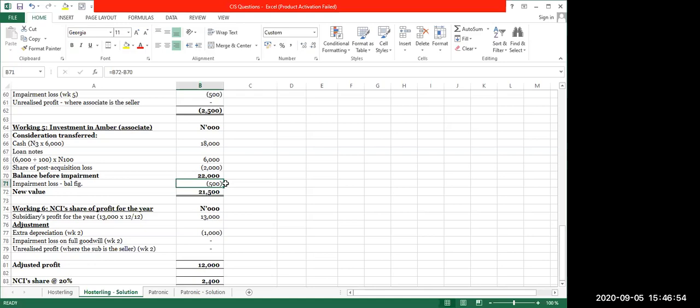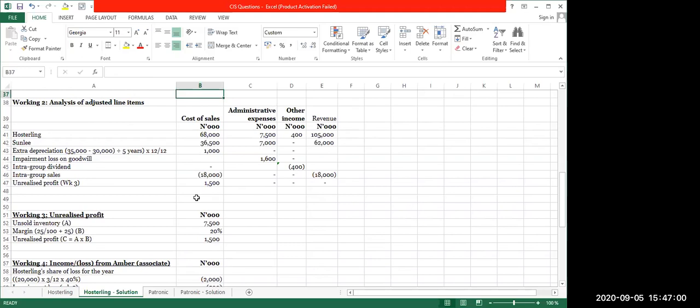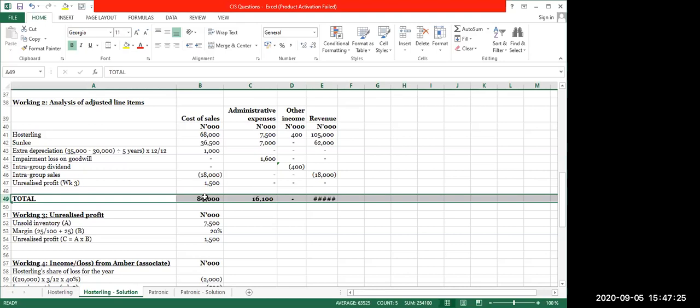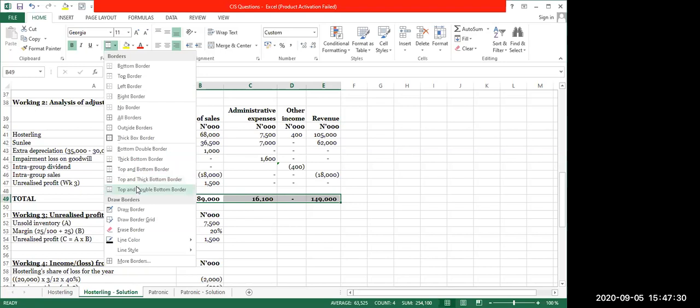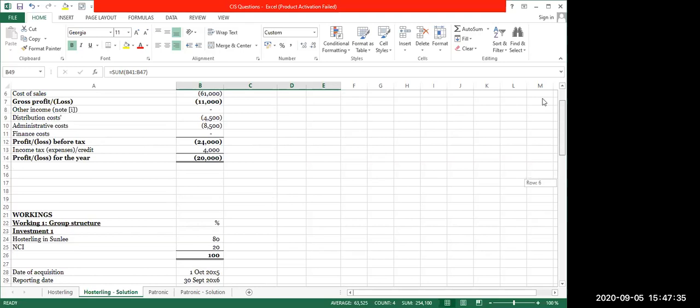We can now close out on all other workings. For example, we haven't gotten the total cost of sales. So we have to derive that. We have not gotten the total administrative expenses and the likes. So we have to derive that up on to the revenue. So we can close this out as well. And we move up to the consolidated income statement here.